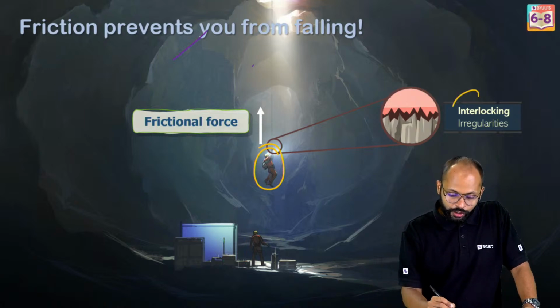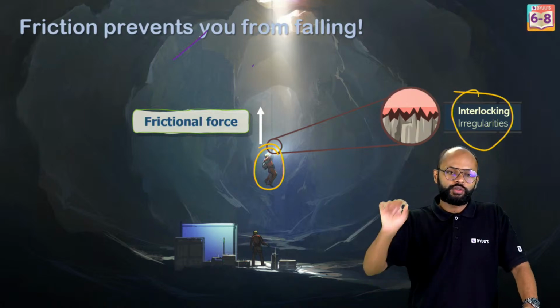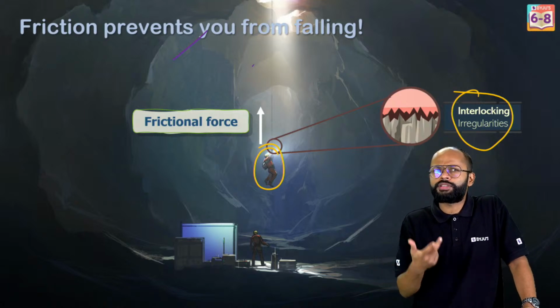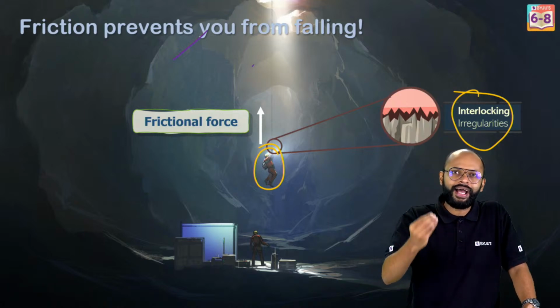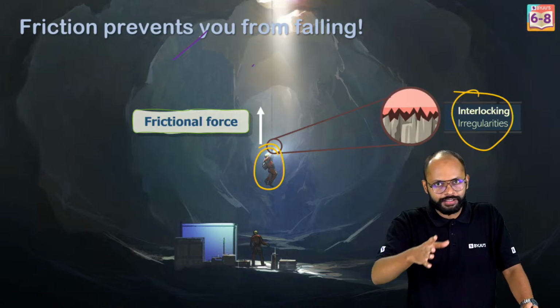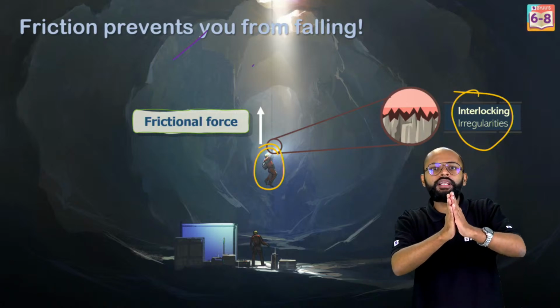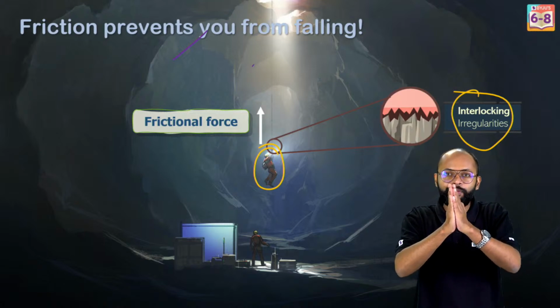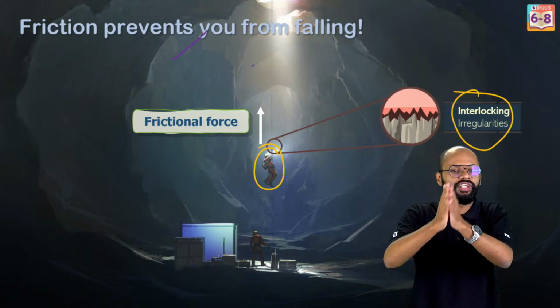So, interlocking of irregularities. Whenever someone asks you tomorrow why frictional force actually comes into the picture, or why friction is happening, you can say that on a microscopic level, these surfaces are not smooth. They have interlocking irregularities, and that's why there is friction.